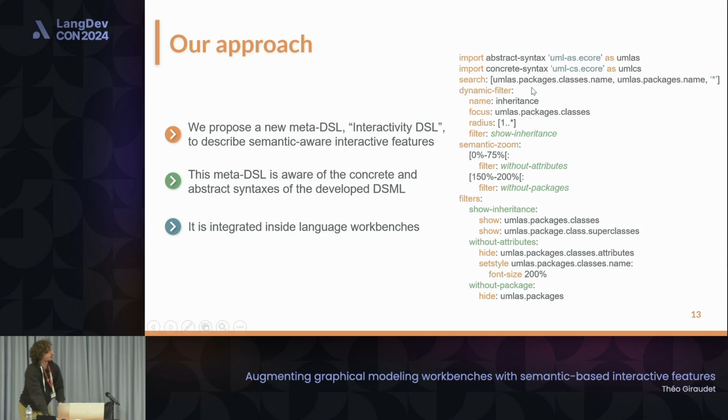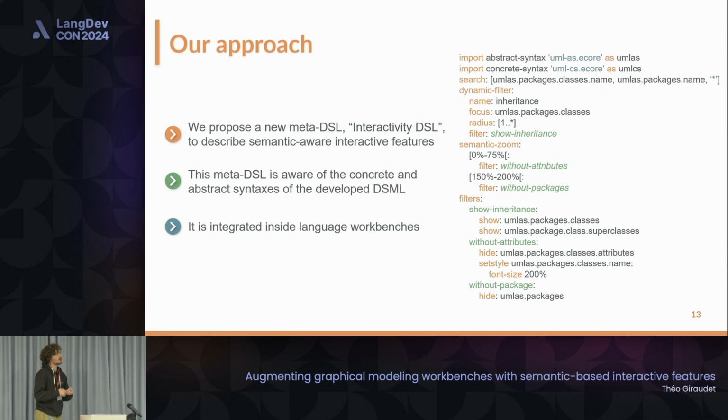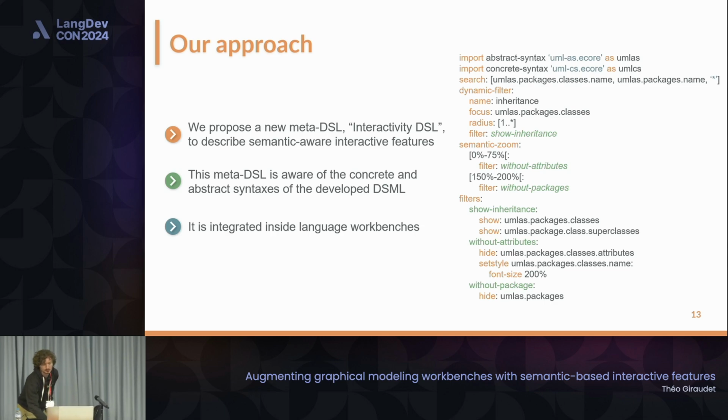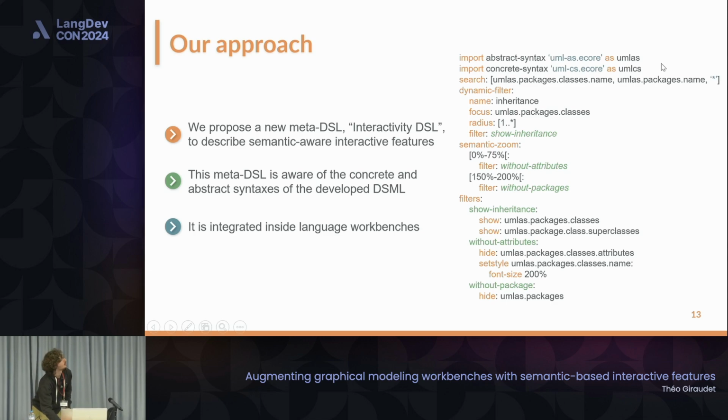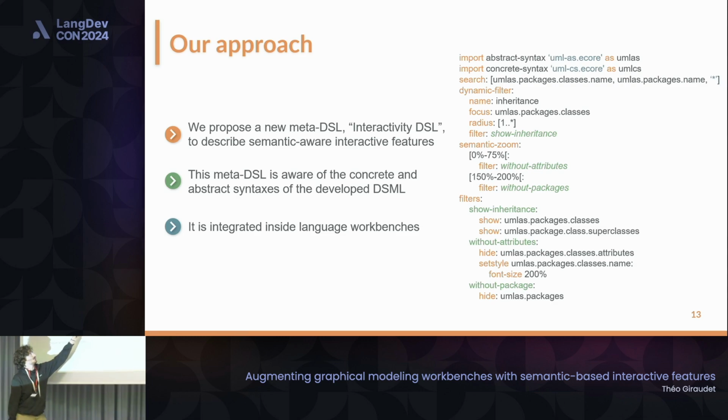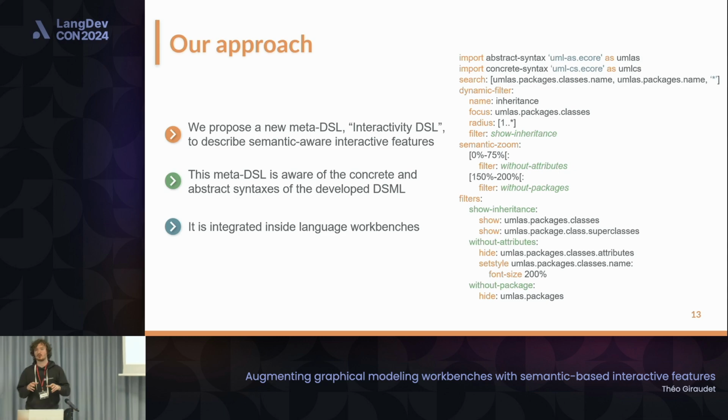So for the search, the semantic search, the idea is to specify where we want to search the string given by the user. So first here we want to search in the class's name, then in the package's name, and at the end everywhere if we don't find any result. So here we use a kind of query/path DSL to point to the different elements where we want to search.